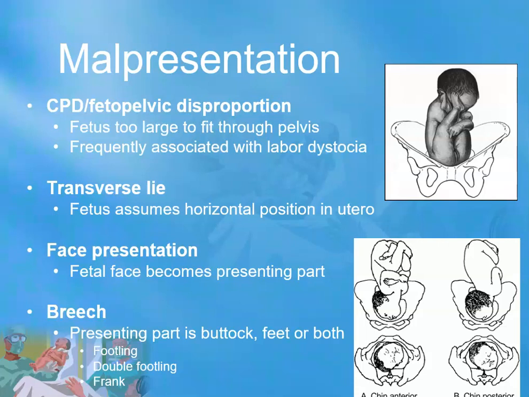We also call this a mentum presentation. Mentum is face presentation. And then, of course, breech. The presenting part is either the buttocks or the feet. It could be one foot or it could be both feet. So footling breech, double footling breech, or frank breech is when they're butt first, like they're jackknifing out, kind of like that first picture at the top, where that baby's in that jackknife position coming down the birth canal.